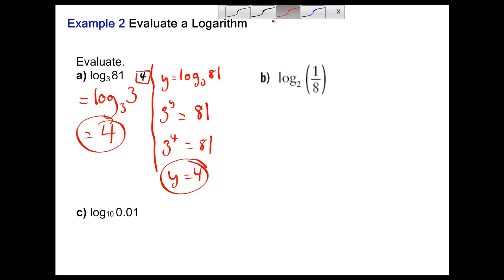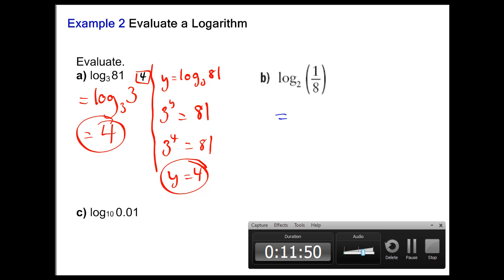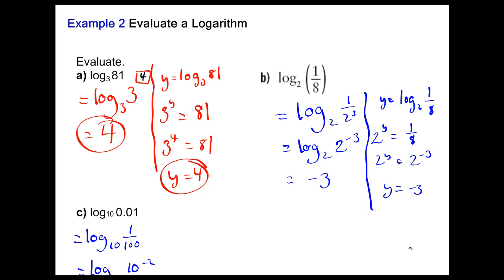Let's try this one. So I'm going to pause it, take an opportunity to try both of these, and then we'll take a look at the solution. Okay, looking at the solution, once again, the left hand side is grade 12, right hand side is grade 11.